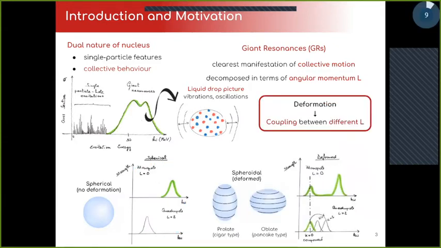But the situation changes when we want to tackle resonances in deformed nuclei. Indeed, for deformed nuclei, the quadrupole resonances are decomposed in terms of the projection of the angular momentum onto some specific axis, in this case the Z axis. And so the K equals 0 component, for example, of the quadrupole resonance will eventually couple to the monopole resonance. And I will detail a bit more later about this effect.